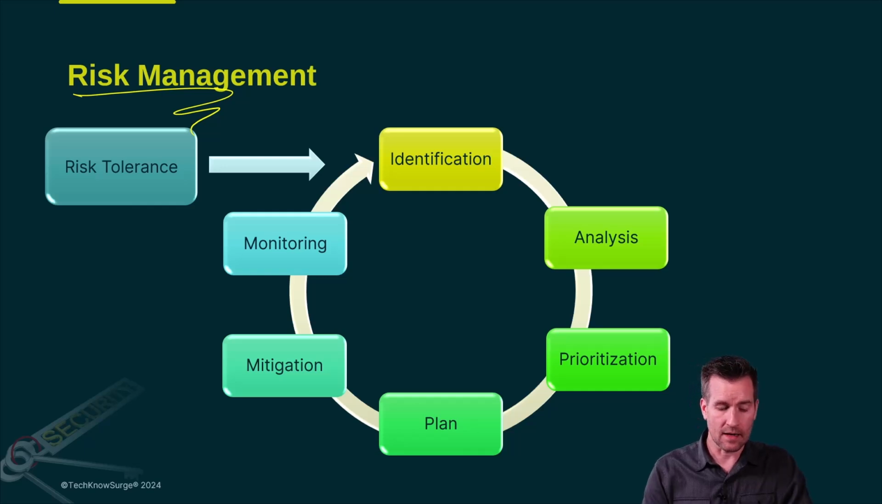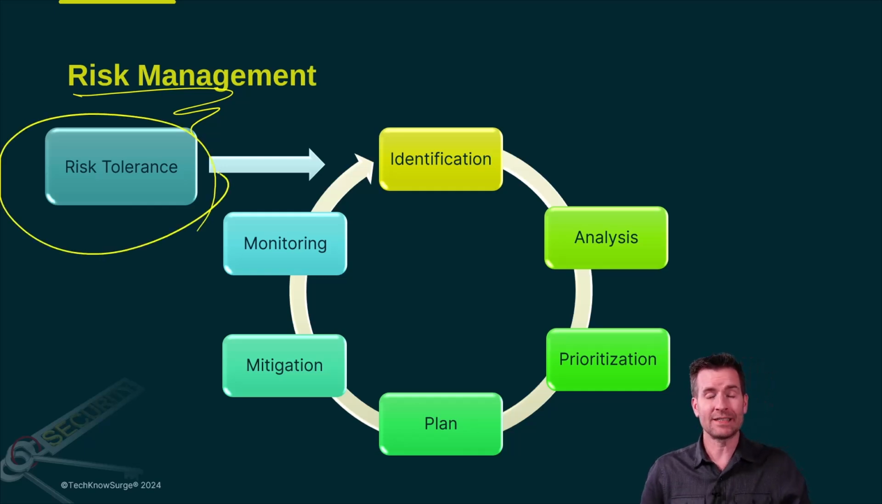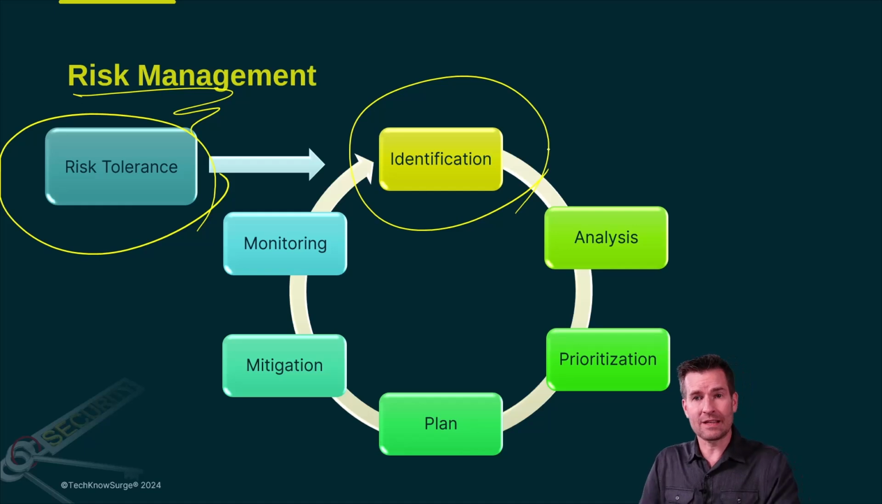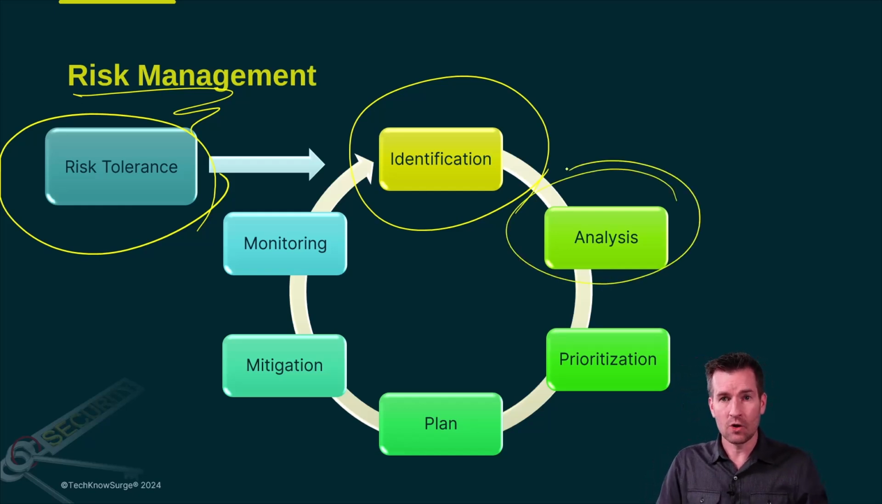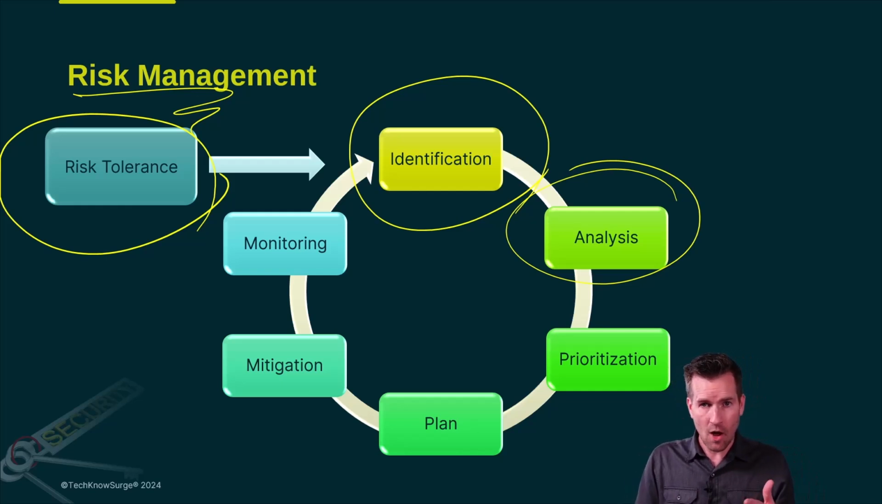So one of the things that we need to do is establish our risk tolerance. How much risk are we willing to take on as a company? And from there, we go through this risk process and do a risk assessment to identify the different risks that are within our network, within our different infrastructure, risks to the business. And then we're going to do an analysis on those risks to determine what those risks are, how deep they go, and what mitigation steps we could take to fix that.